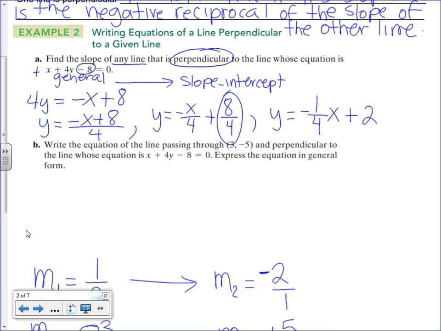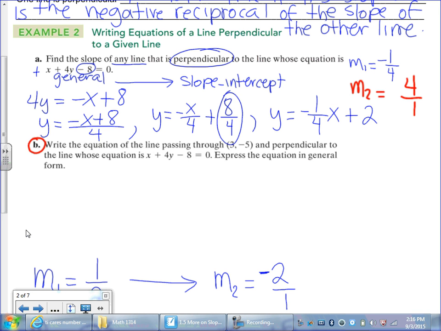However, what we care about here is the slope, right? So we're going to say that the slope of this line is equal to negative 1/4. So to answer the question, find the slope of any line that is perpendicular. I'm going to call that m sub 2. So what will be the negative reciprocal of that? The 4/1. Positive or negative? Positive. Positive. Very good. So those two are slopes of perpendicular lines. Now let's go to part B.